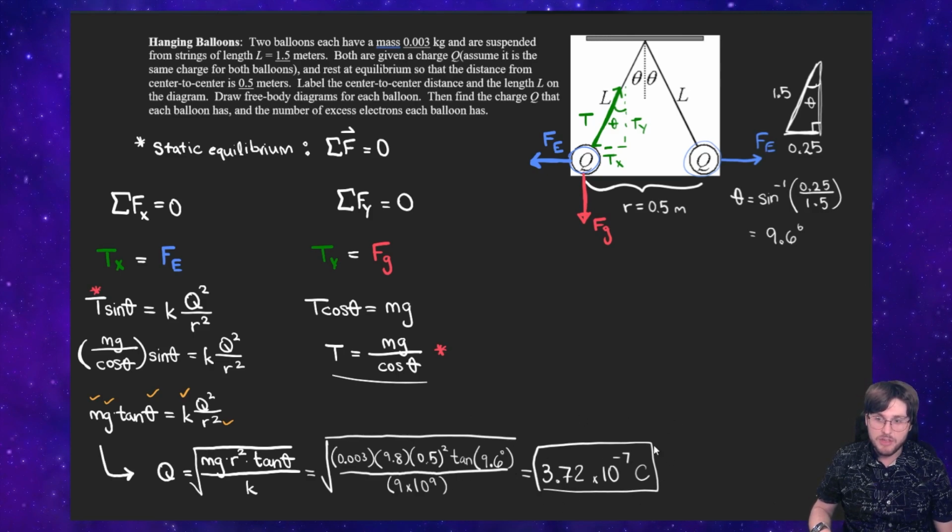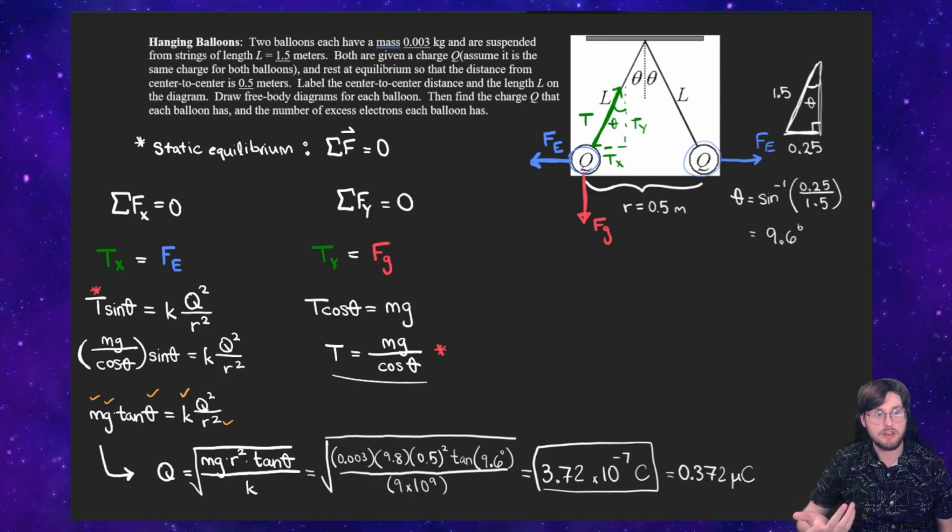Now, in this case, this would convert to about 0.372 microcoulombs, where micro is 1 times 10 to the negative 6 coulombs. So, just for the record, you can express it as that usually. All right, and so that's really the main part of this problem done.